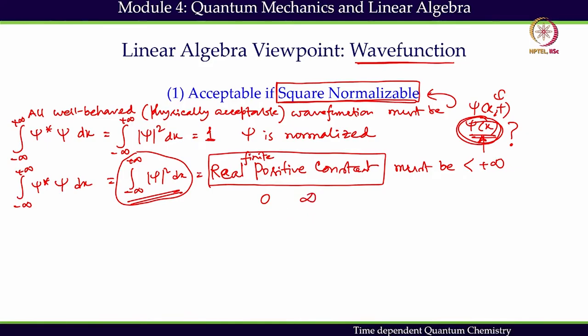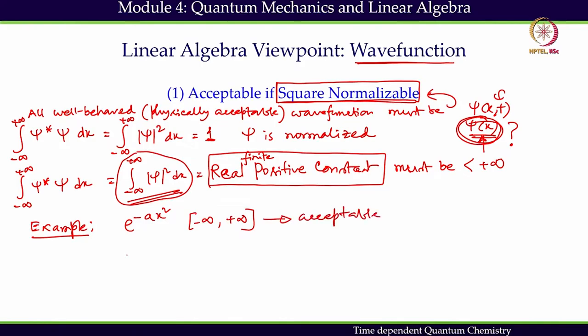So, this is just an example. We have seen that a Gaussian function, e to the power minus a x square, within this minus infinity to plus infinity limit, is a well behaved wave function. This is an acceptable wave function in quantum mechanics. But we have already seen that e to the power i k x, when we try to get this square normalization condition, is not acceptable, because within this limit we have got infinite value.